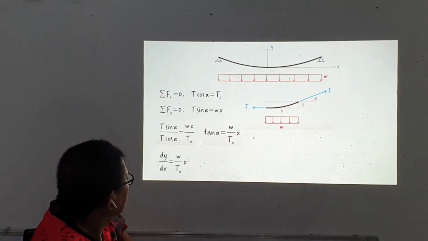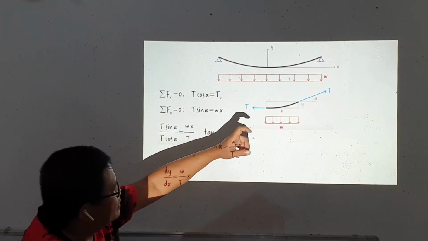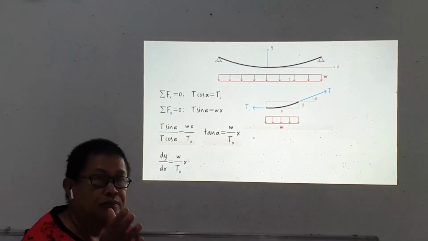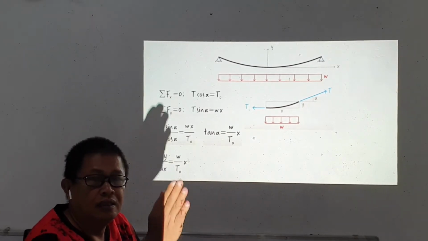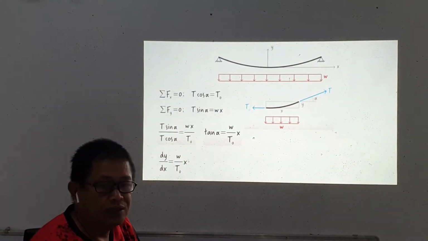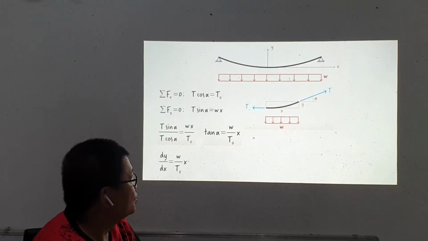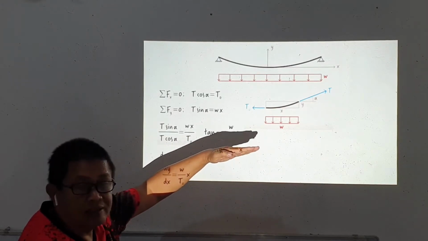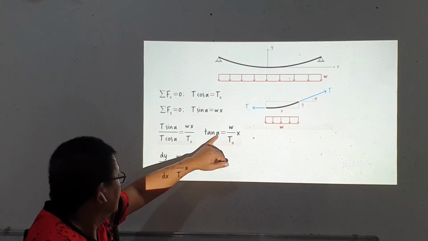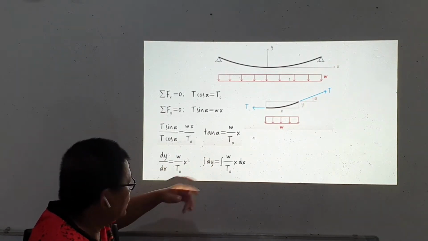And we take the derivative, because tangent alpha is simply the slope of the curve, the slope of the tangent line at any point along the curve from the origin, the lowest point of the parabola, to the supports. So this is described as the slope of the tangent line along any point. Tangent alpha is dy/dx, and then we integrate dy with respect to x.